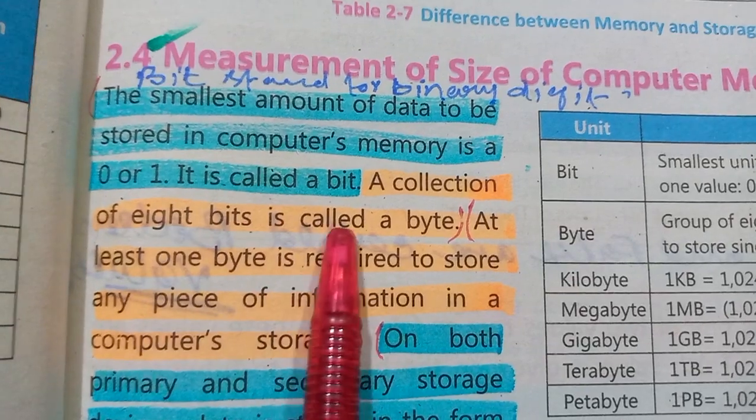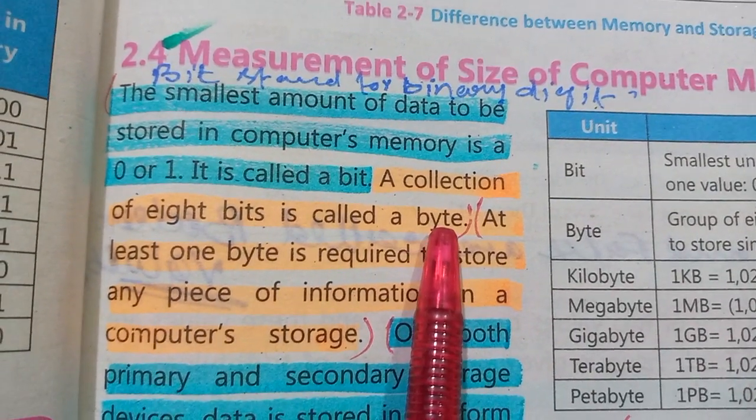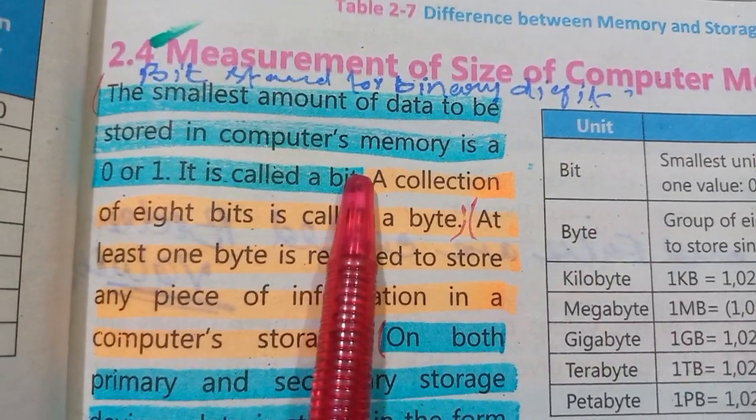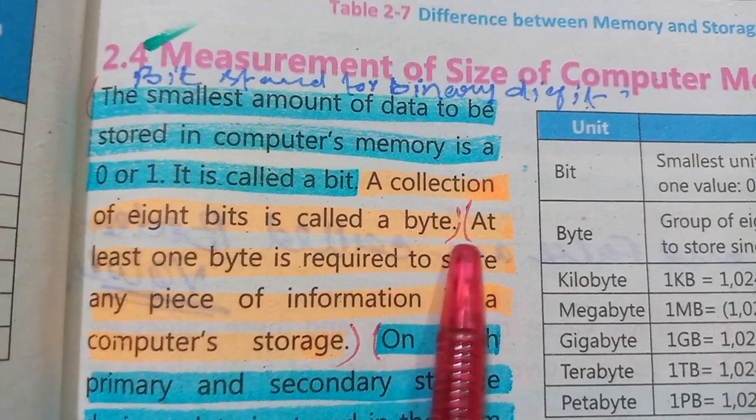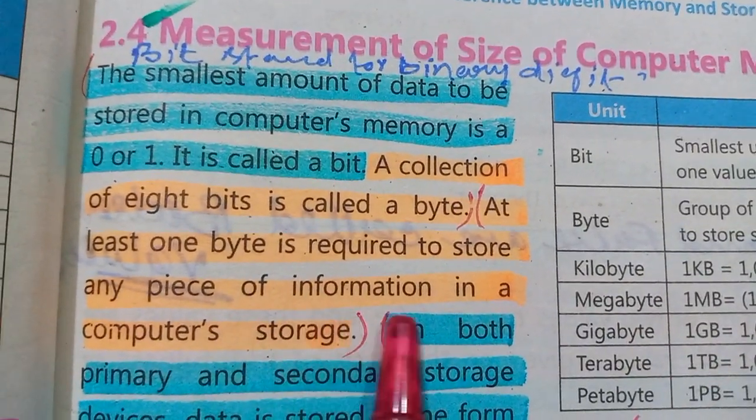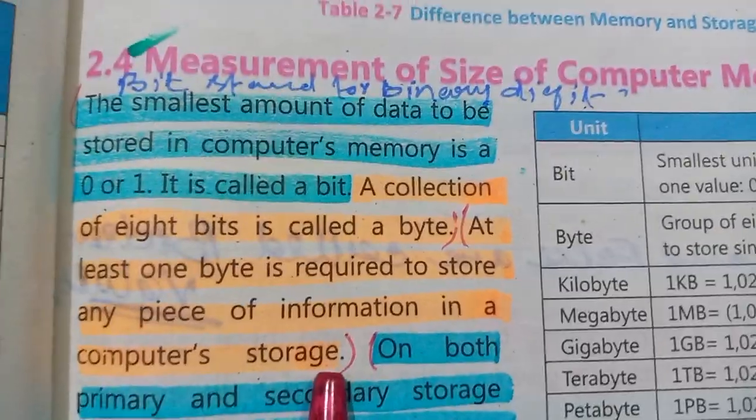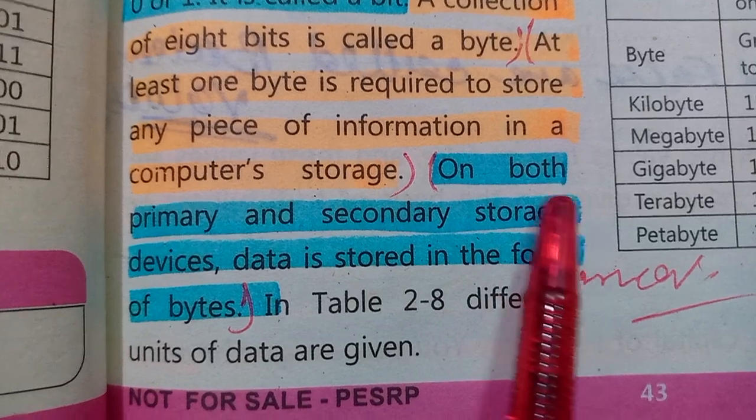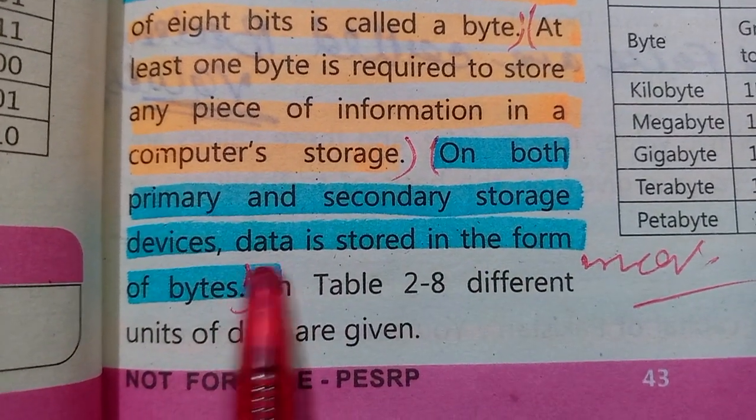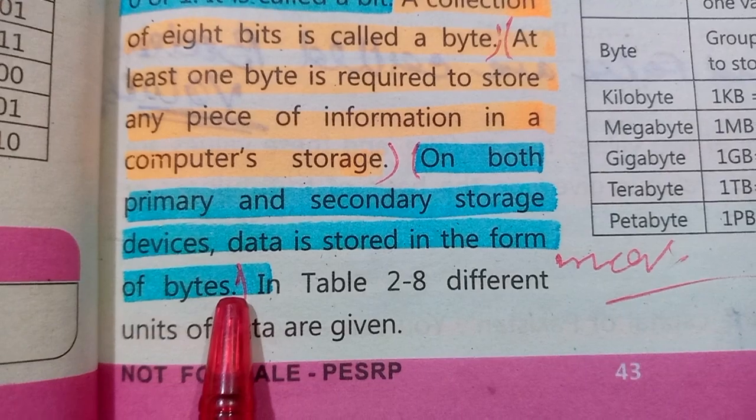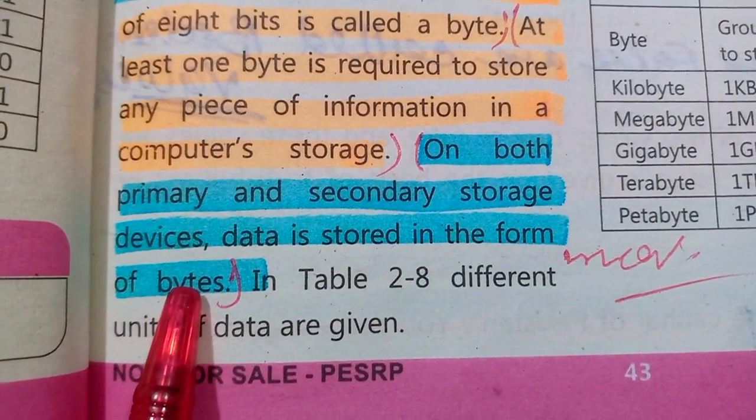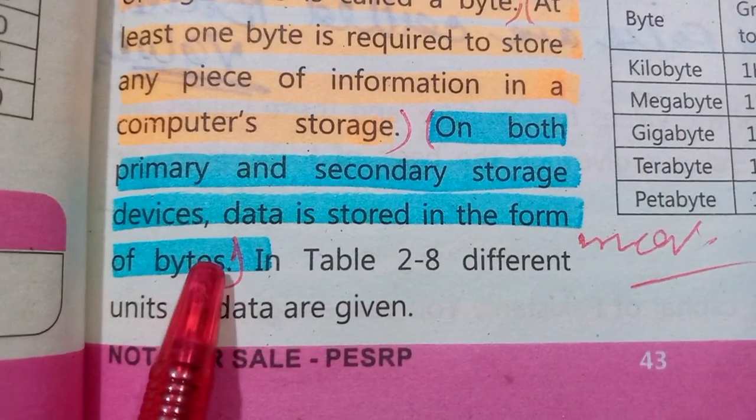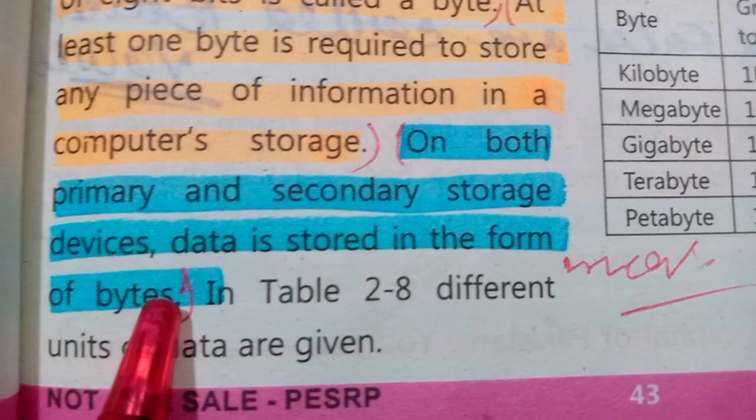A collection of 8 bits is called a byte. Then next comes the definition of byte. You can start it from here. A collection of 8 bits is called a byte. At least 1 byte is required to store any piece of information in computer storage. The next line is an MCQ. On both primary and secondary storage devices, data is stored in the form of bytes. "Bytes" can be excluded from this text, and this line can be asked as an MCQ.